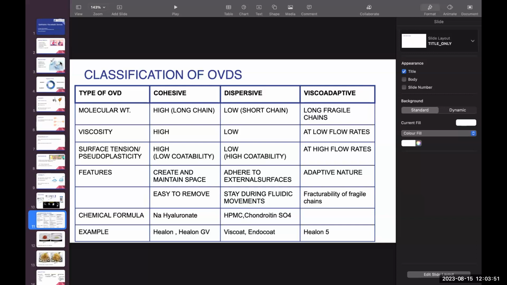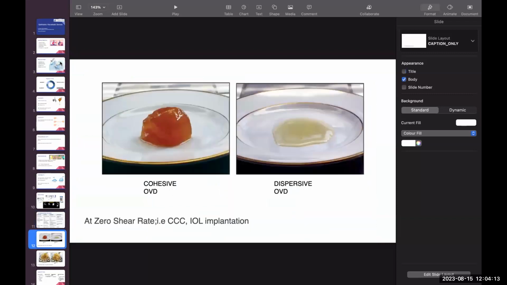The last one, for ease of understanding, is viscoadaptive. These are long chain molecules which have fragile chains. So at low flow rates, they are highly viscous and behave like cohesive OVDs. But at high flow rates, they behave like dispersive OVDs because of fracturability of the long chains. An example is Healon 5. So at zero shear rate, that is when the fluid movement is very low in the anterior chamber, cohesive OVDs behave like jellies and tend to occupy space, whereas dispersive OVDs coat the endothelium and spread out.